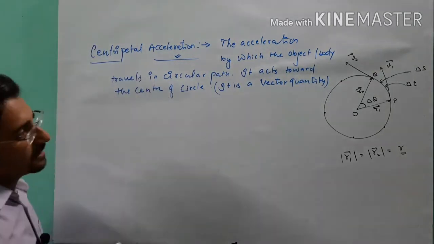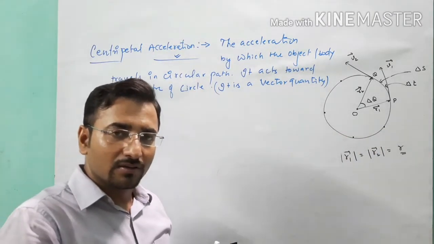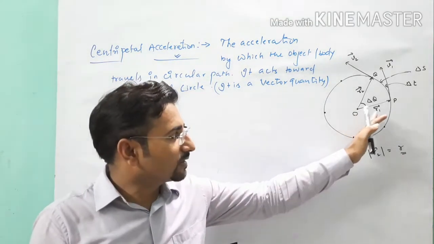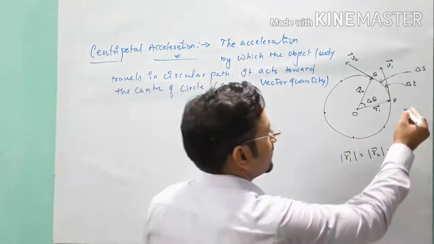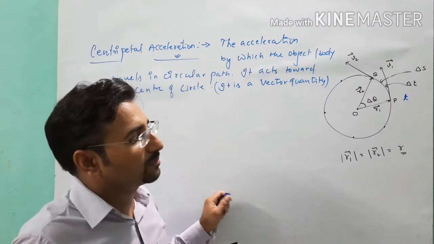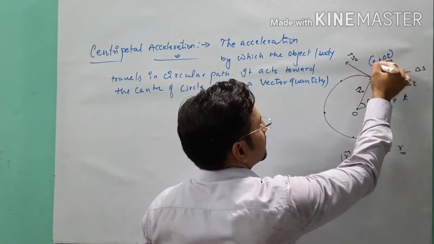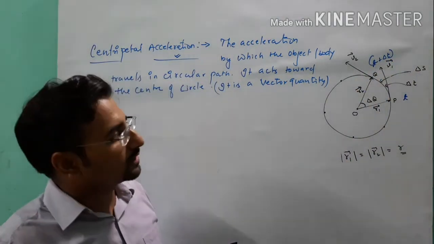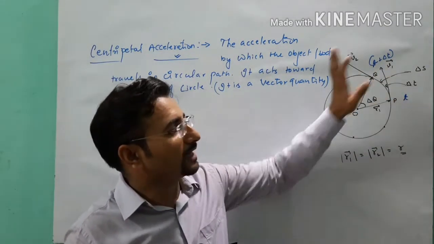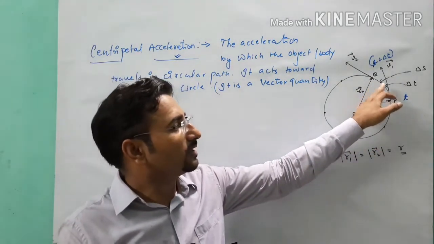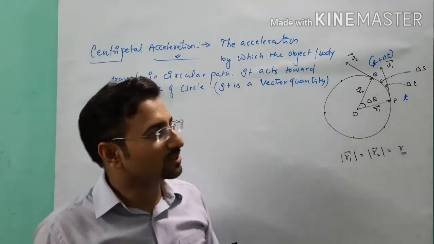Okay, so students, according to the diagram you can see that here the object is in uniform circular motion having constant speed, and P and Q are two positions of the object. Suppose at time t the object is at point P, and at time t plus delta t the object's new position is Q. So the time interval in going from position P to Q is delta t.